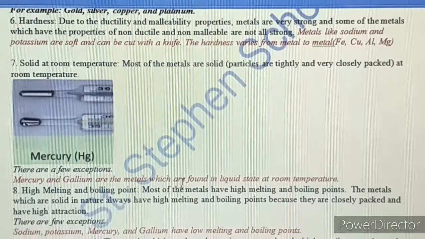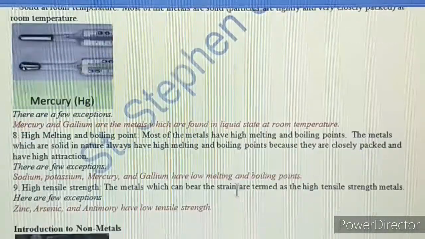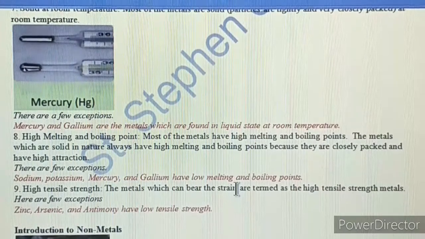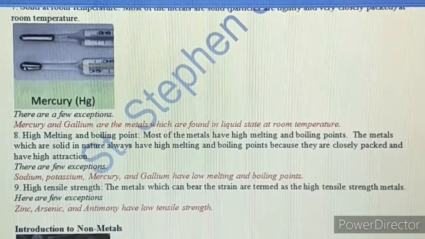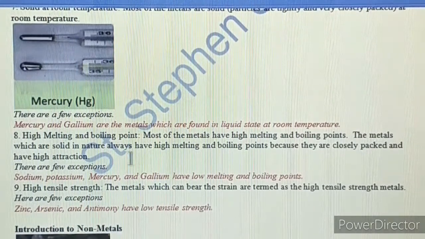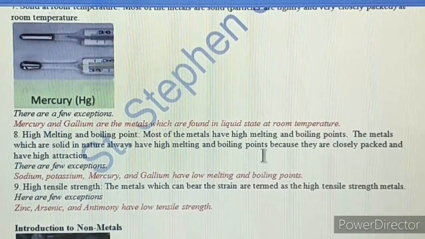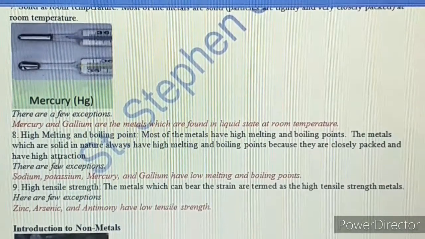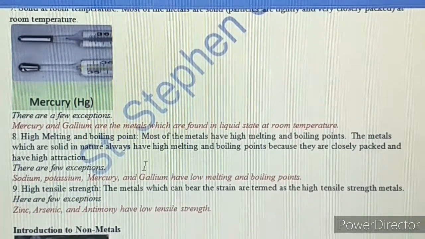Mercury and gallium are metals which are found in liquid state at room temperature. Now metals have high melting and boiling point also. Most of the metals have high melting and boiling point. The metals which are solid in nature always have high melting and boiling point, because they are closely packed and have a high attraction between them.